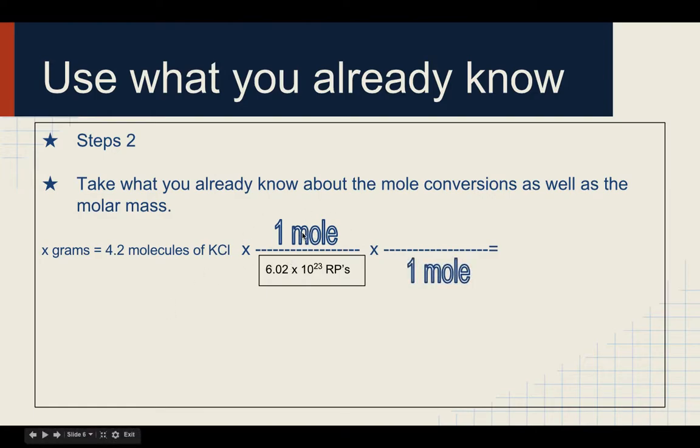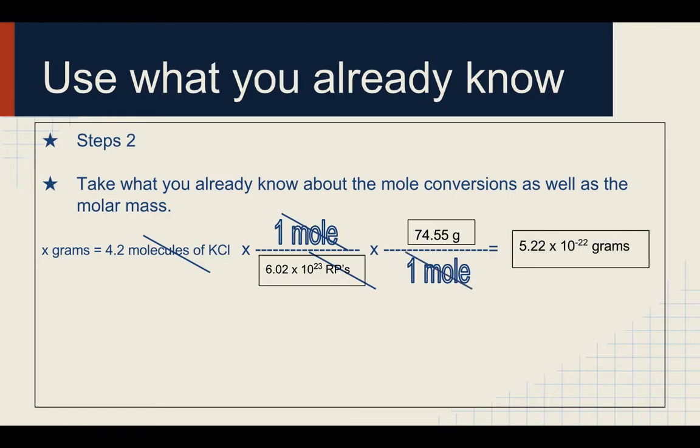And then look at this here. I have 1 mole on top, like I said first, and then 1 mole on bottom. And now what's going to go here? What do I want? The molar mass. That's right. So I looked that up, and from before it was 74.55. So I'm going to make sure that my molecules cancel. Now my moles are going to cancel, and I'm left with grams. And that's 5.22 times 10 to the negative 22nd grams. Now that's not a lot. That's actually very little. So not a lot of grams are needed here when you have this type of problem.